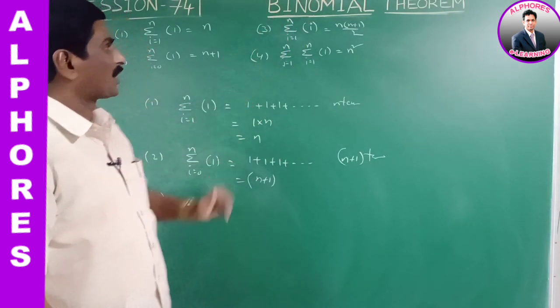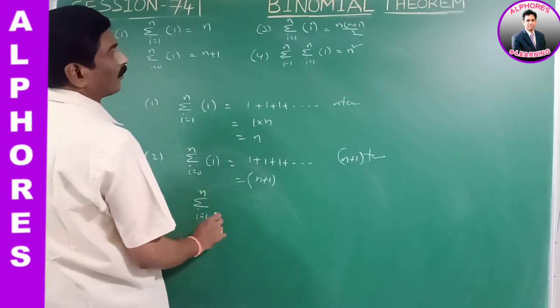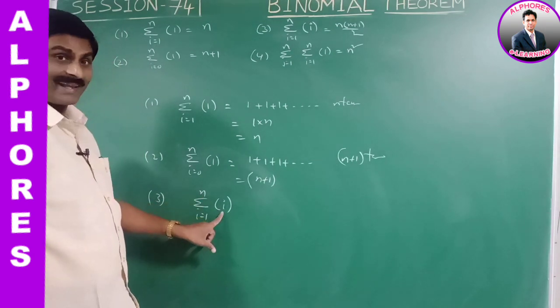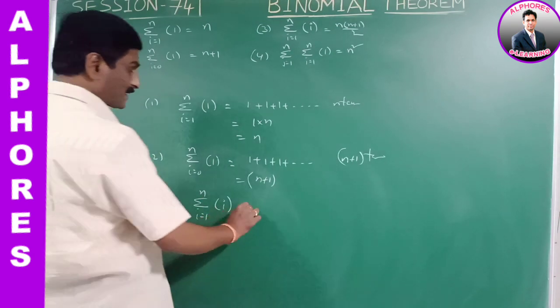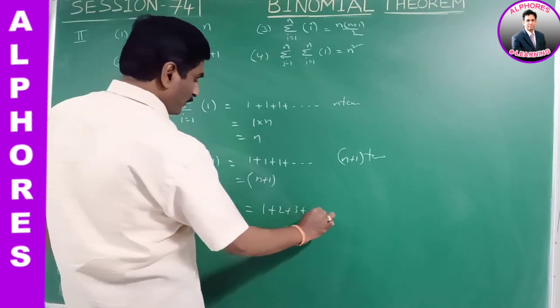Sigma of i equals 1 to n. Sigma of i, where i equals 1 to n. Here i is a variable, it is not a constant. That means what is the expansion? It is the sum of these terms: at i equals 1, 1 plus 2 plus 3 and so on up to n.